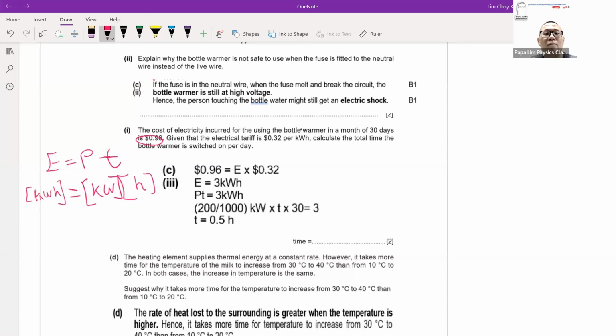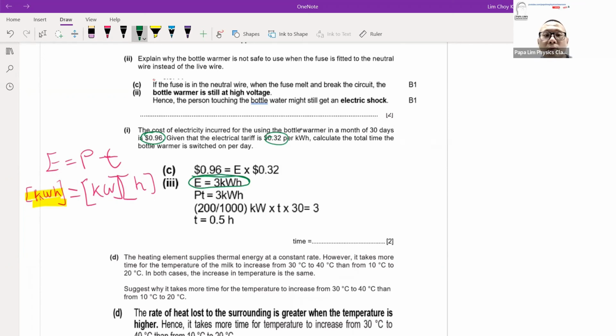That's why when we look at energy, you'll find that we purposely change the power from watts to kilowatts, and the time from seconds to hours, because the unit required for costing is kilowatt hour. Now based on the question, we have 30 days, and the total cost is 0.96 cents. We know that each kilowatt hour is 32 cents. So from these two numbers, you can derive that the total energy used for those 30 days is 3 kilowatt hour.